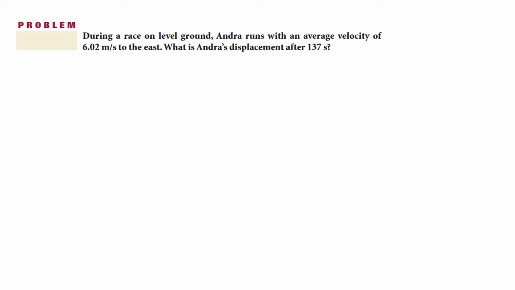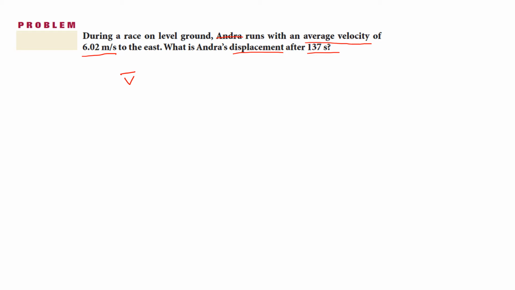So here, this is the sample problem from the book from page 44. It says, during a race on ground level, Andra runs an average velocity of 6.02 meters per second to the east. What is Andra's displacement after 137 seconds? So first things first, we got to know the formula for average velocity.